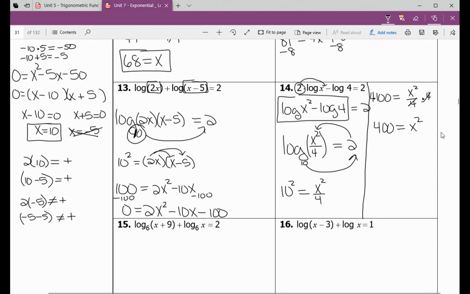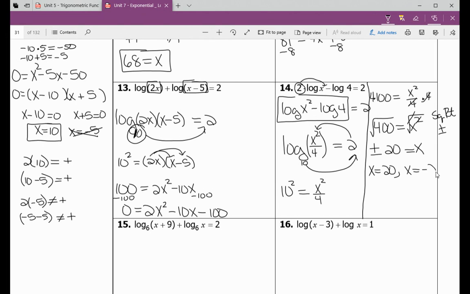How do you get rid of an x squared? Take the square root of it. Now please do not forget, when you use the square root property, there is a plus minus component. So the square goes away, and I put a plus minus in front of that. Now, if you type the square root of 400 in on your calculator, you get exactly 20. So I have two answers, x equals positive 20 and x equals negative 20.